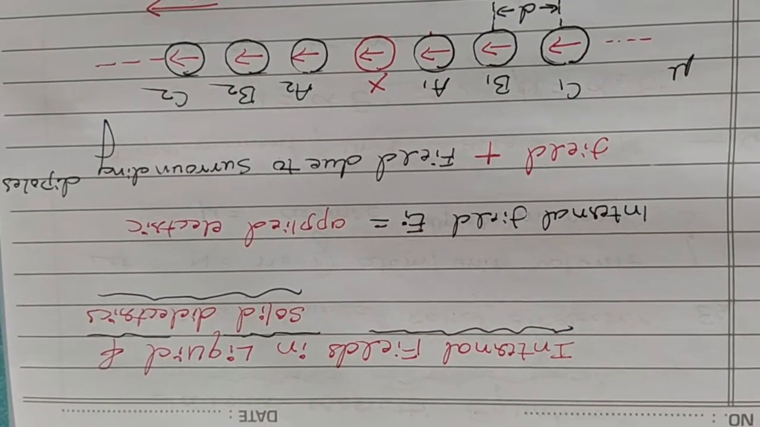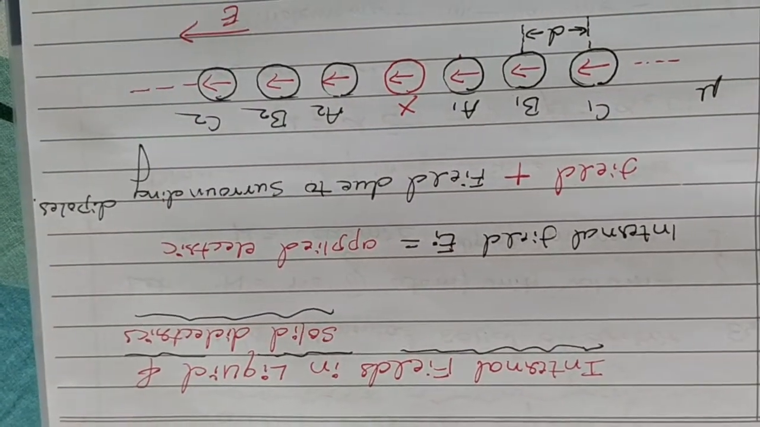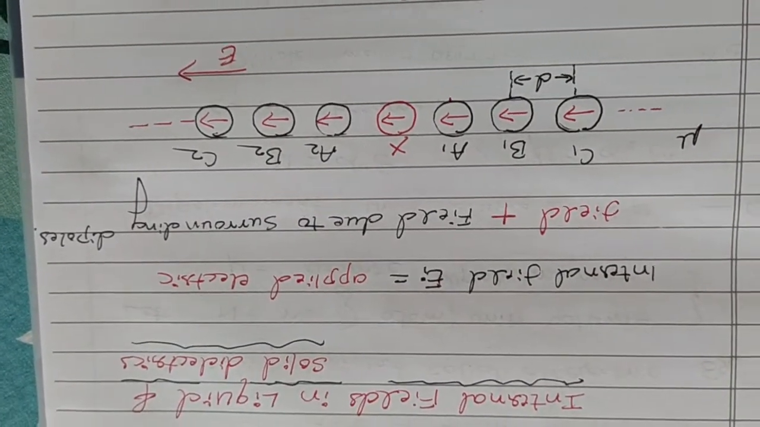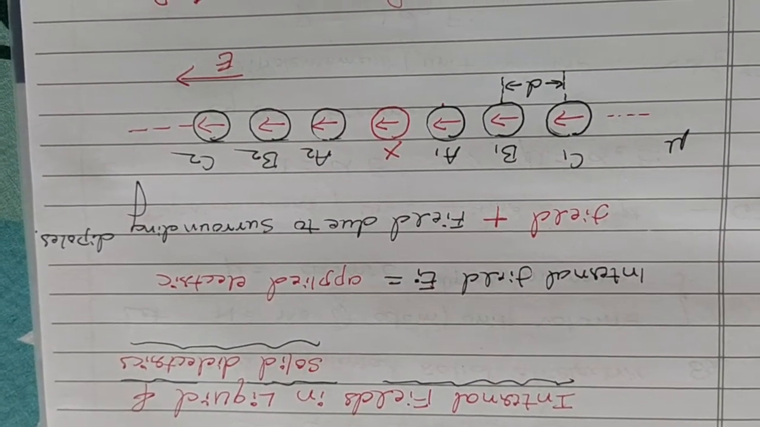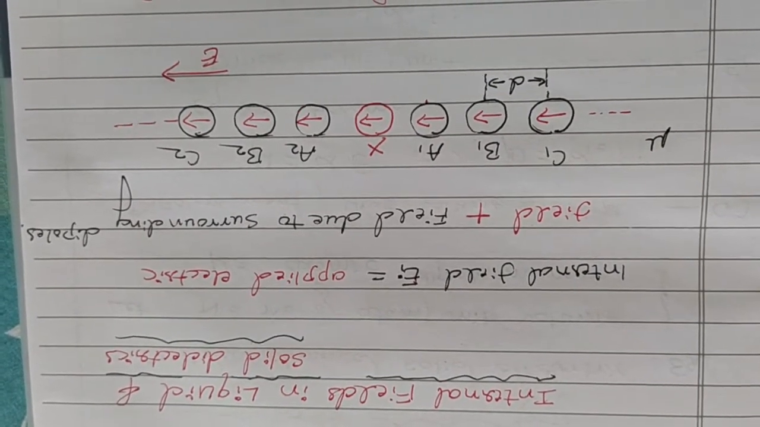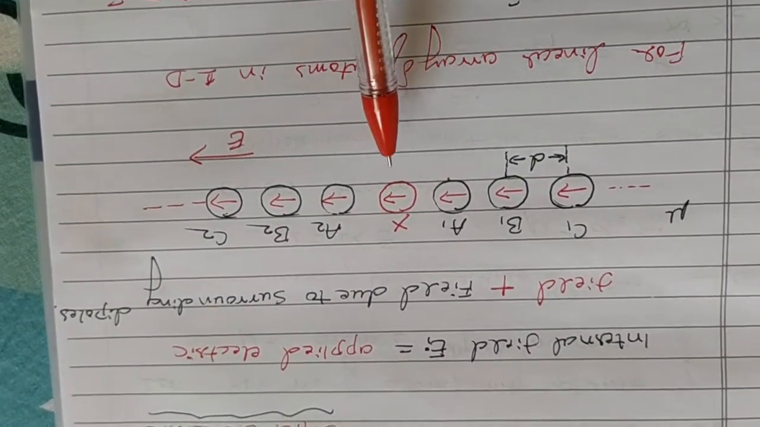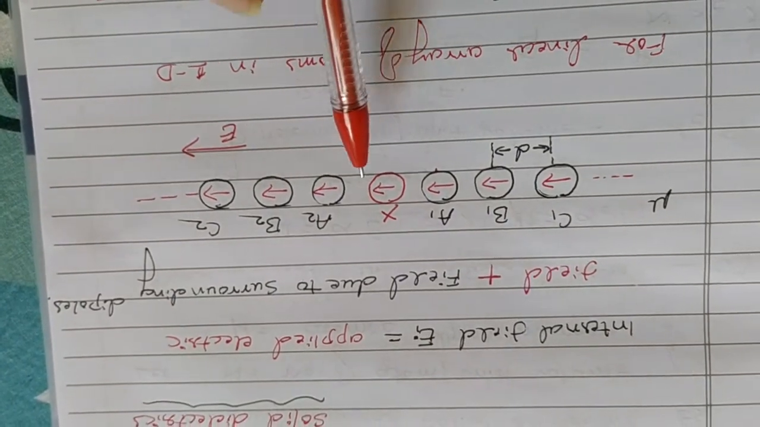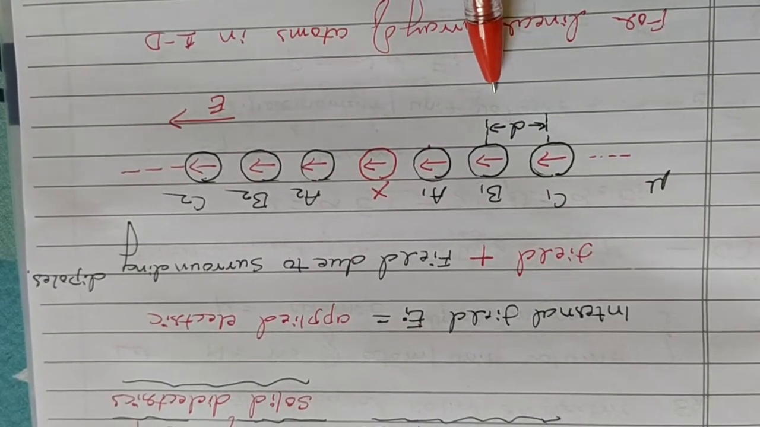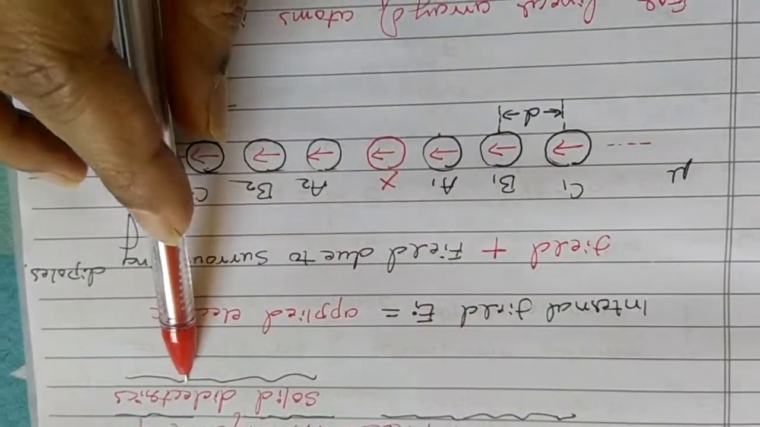Welcome back. In this video, I am going to explain internal field in liquid and solid dielectrics. Now we know that once the dielectric material undergoes dielectric polarization, each atom acts as an electric dipole and possesses an electric dipole moment. In that case, the electric field acting on one particular atom is not just the applied electric field, but also the electric field produced due to surrounding dipoles. Thus, the resultant sum of the applied electric field plus the electric field due to surrounding dipoles is called the internal field.